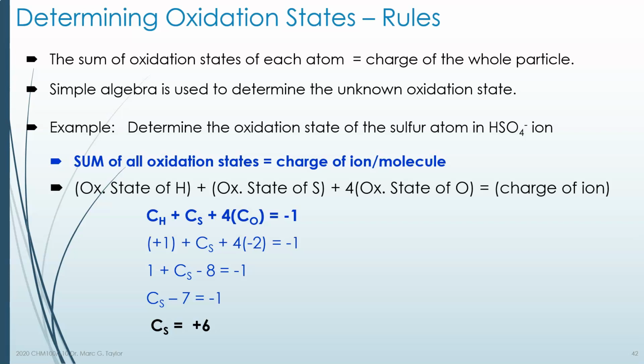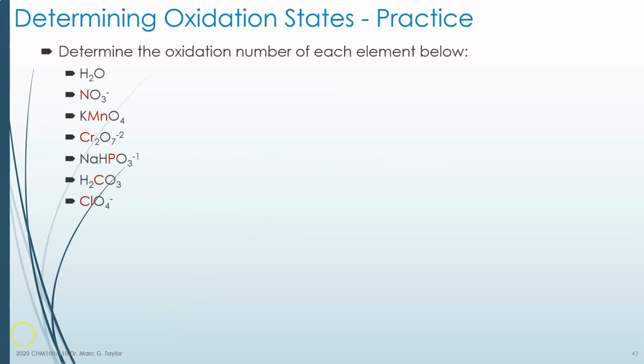And we have to say the word plus or minus if it is not 0. So it's +6, -3, 0. You have to say whether it's plus or minus unless it's 0. So let's look at some examples of formulas where at least one atom has an unknown oxidation state.